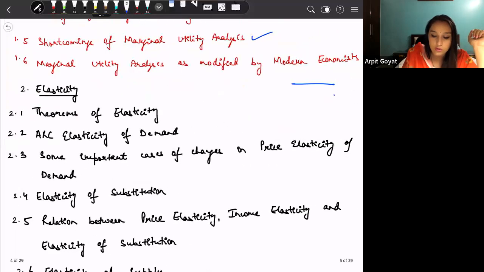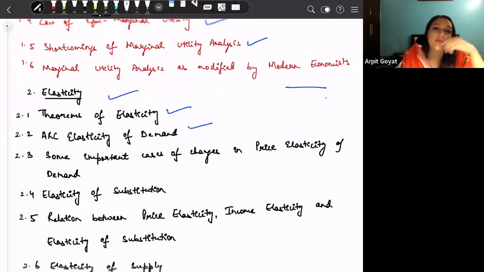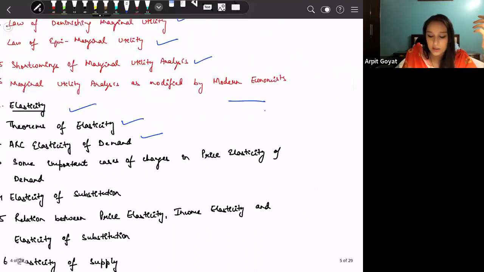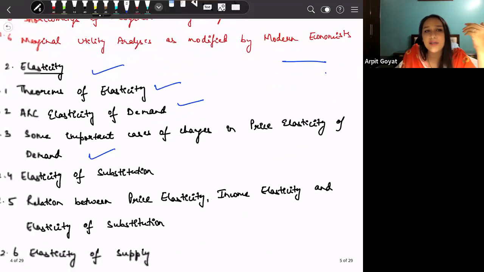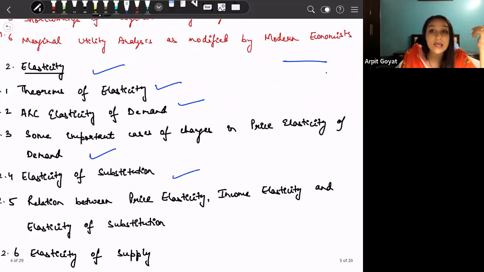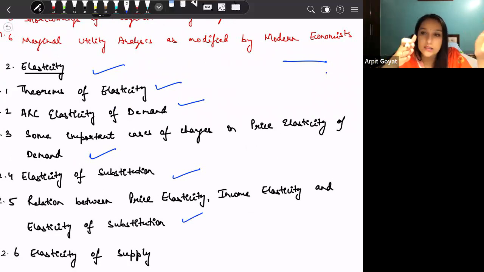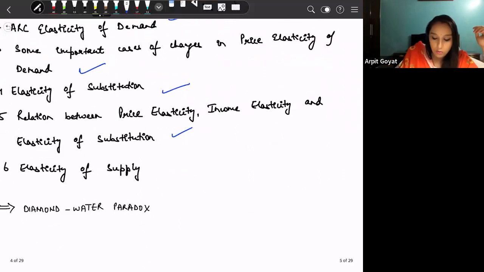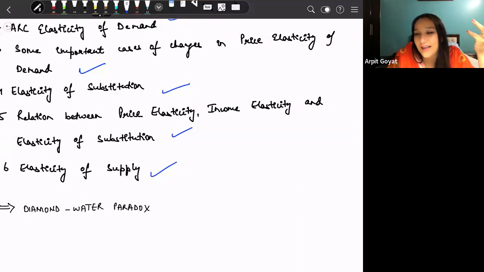Next, we will move on to elasticity. So we'll discuss what are the theorems of elasticity, what is arc elasticity of demand. There are some important cases of changes in the price elasticity of demand. क्या impact होता है, क्यों changes होते हैं? What is elasticity of substitution? What is the relationship between these 3 elasticities, that is price elasticity, income elasticity and elasticity of substitution? And what do we mean by elasticity of supply?